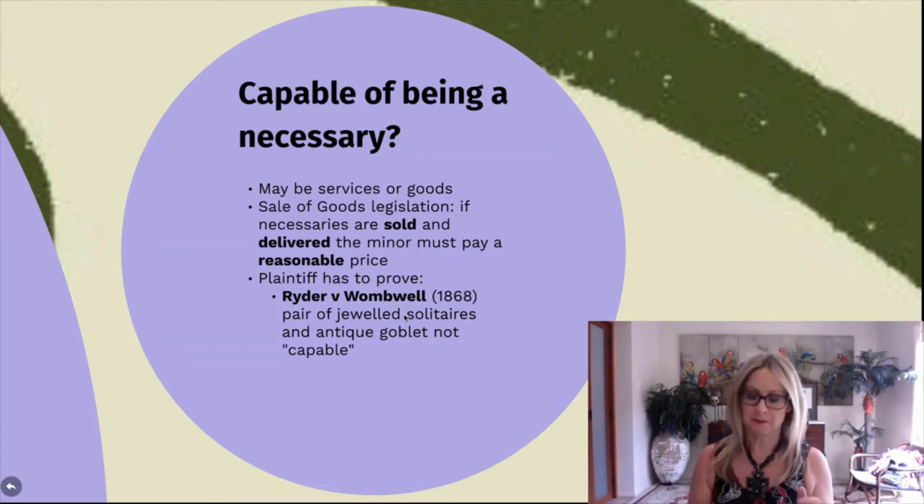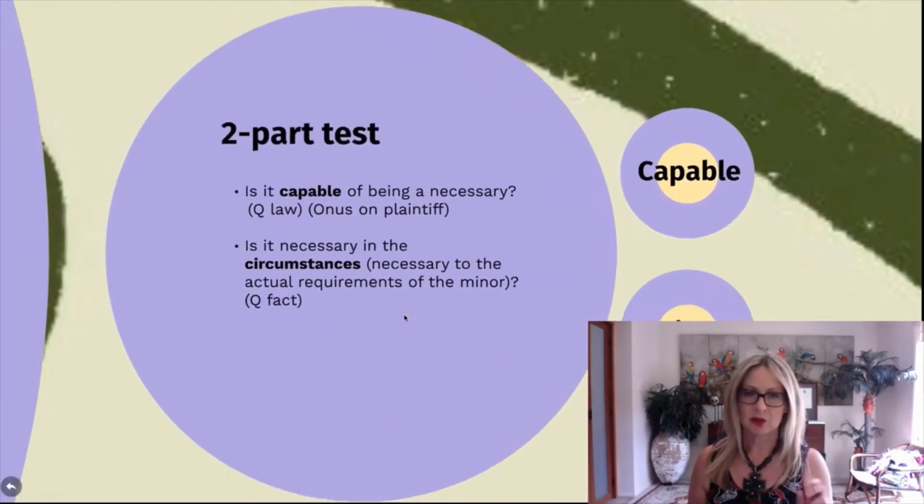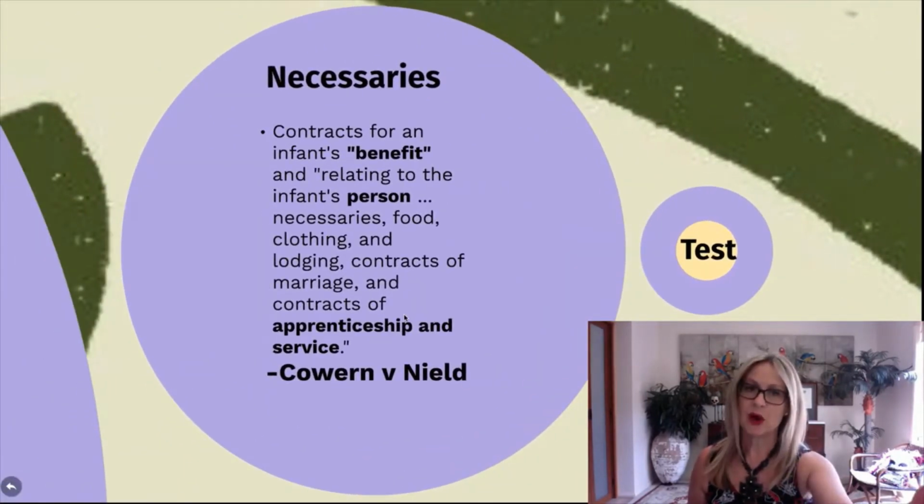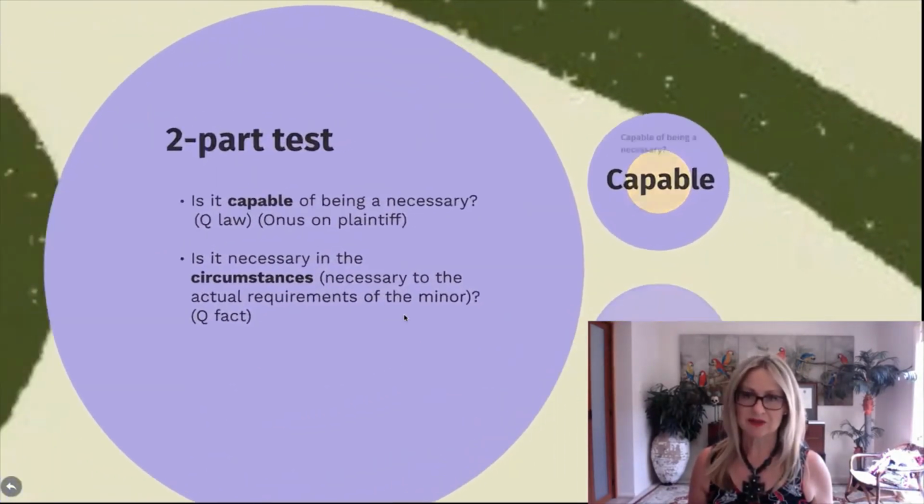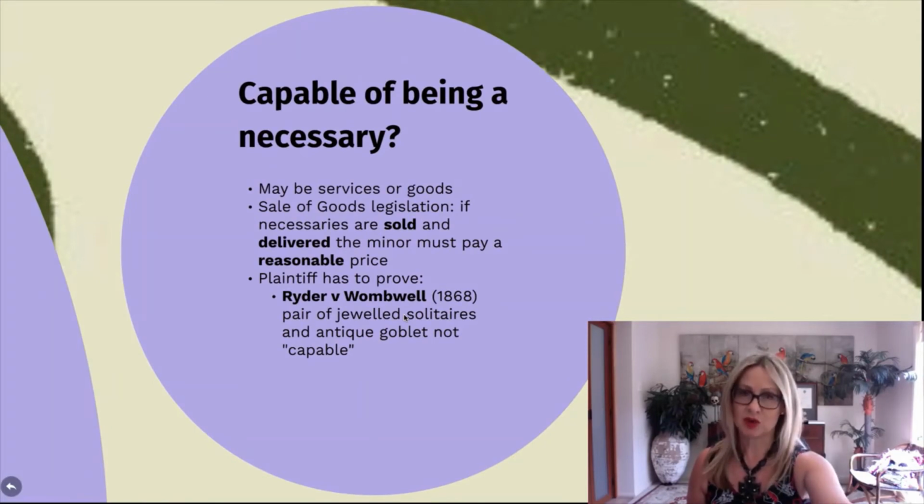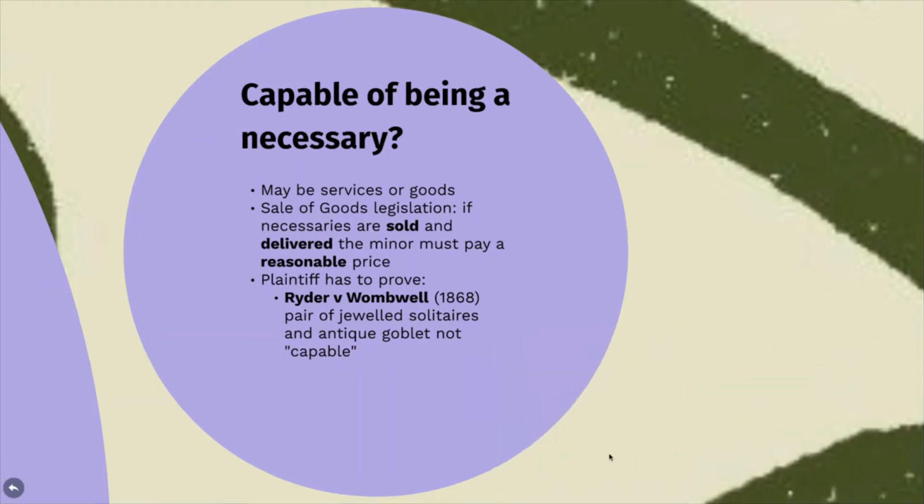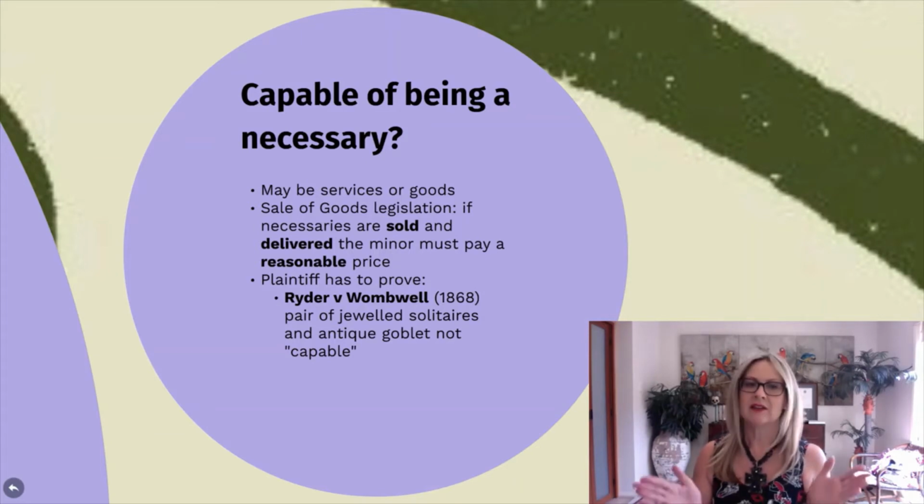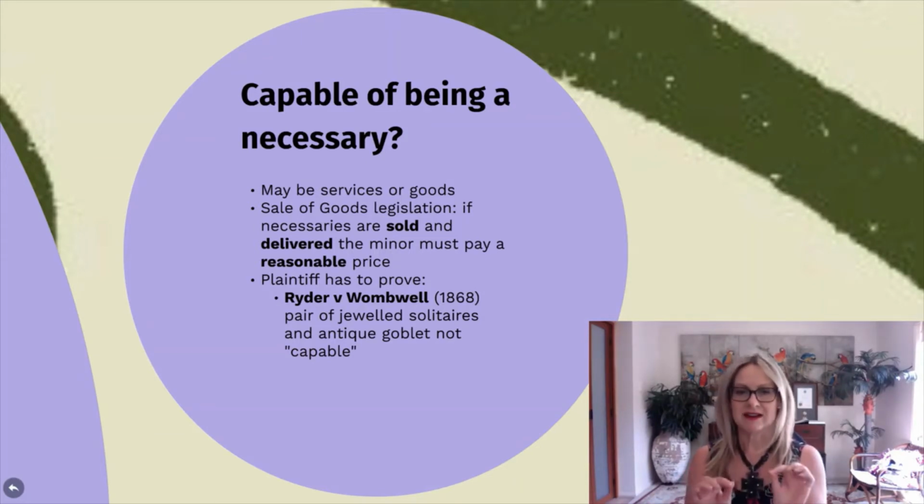Because remember that in all circumstances, it needs to be contracts for an infant's benefit, okay? It's not going to be to an infant's benefit if they've contracted to pay an unreasonable or extortionate price. So sale of goods says if they're sold and delivered, for a reasonable price, you've got to pay even if you're a minor. But remember, in amongst all of that, that the goods have to be necessaries, okay?